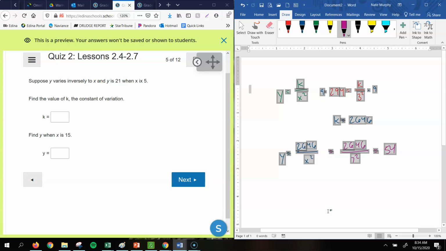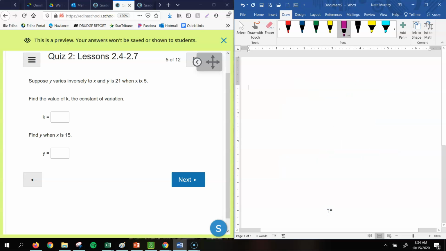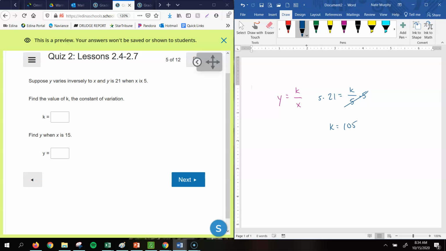Alright, so I'm going to do the work over here. So again, we want to find the value of k. So we know that y varies inversely to x. So we'd say y equals k over x. And we know specifically that y is 21 when x is 5. So we'd say 21 equals k divided by 5. So now to find out what k is, just like we did in the previous one, I'd multiply both sides by 5. So in that way, those 5s cancel out. So we'd have 5 times 21, which is 105.